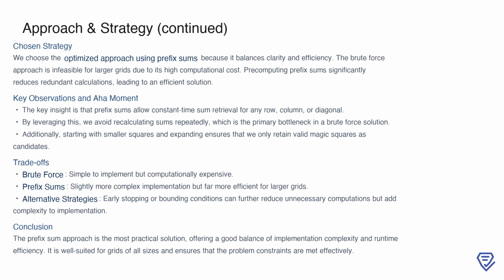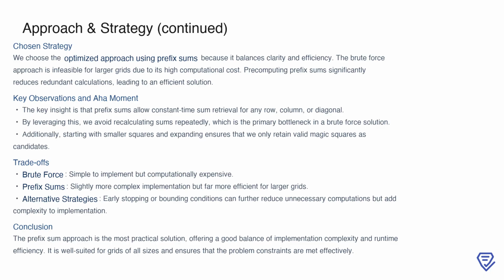The chosen strategy for this problem is the optimized approach using prefix sums due to its balance between efficiency and clarity. While the brute force approach is conceptually simple, its high computational cost makes it unsuitable for larger grids. By leveraging prefix sums, we eliminate redundant calculations and achieve a more scalable solution. The key insight here is that prefix sums allow us to retrieve the sum of any row, column, or diagonal in constant time, which directly addresses the inefficiencies of the brute force method.